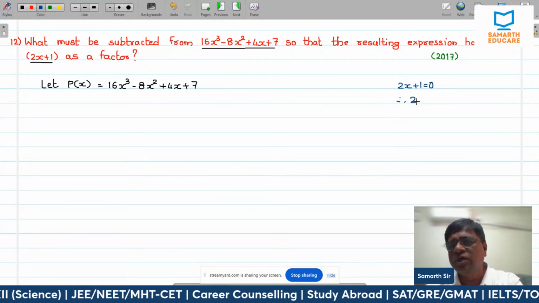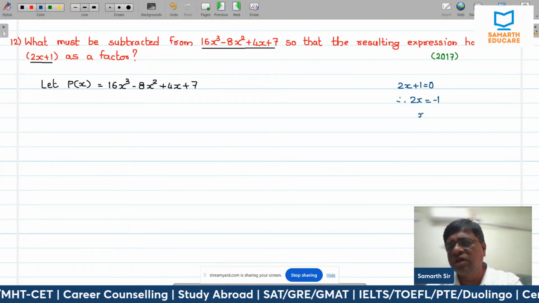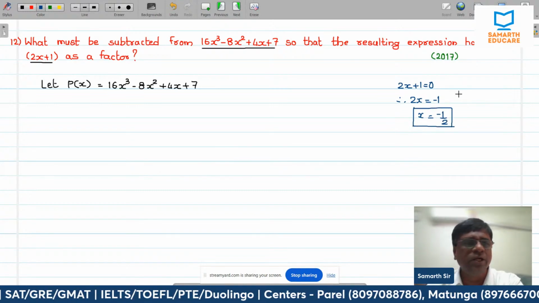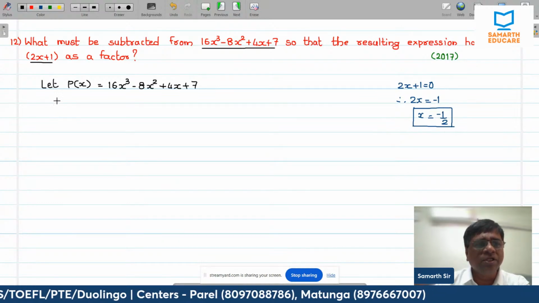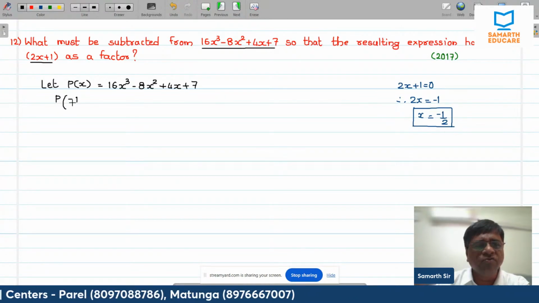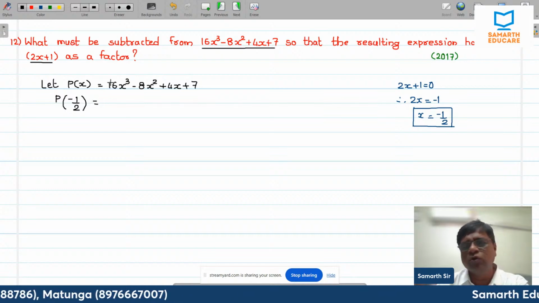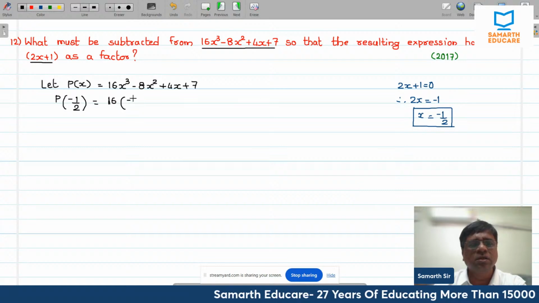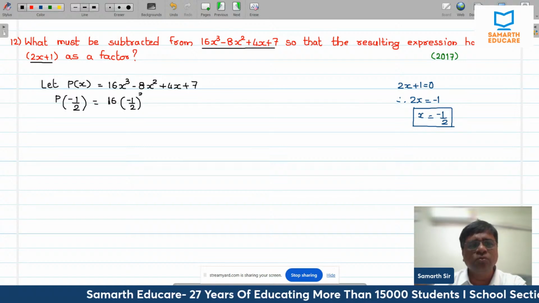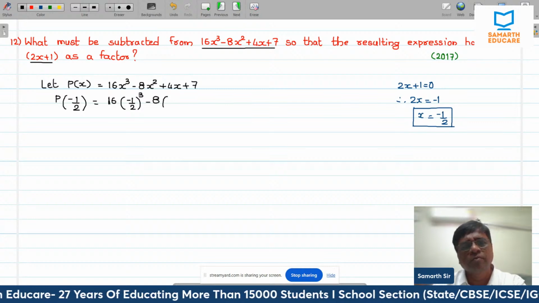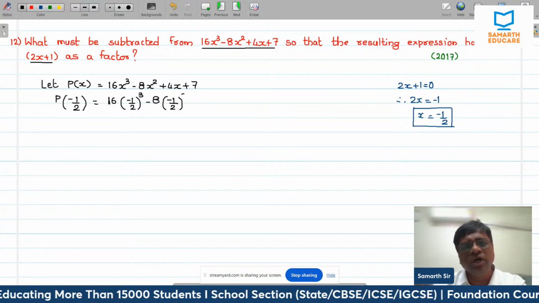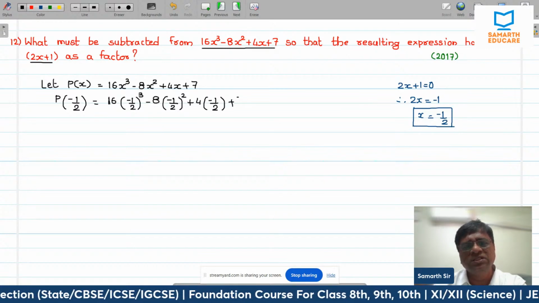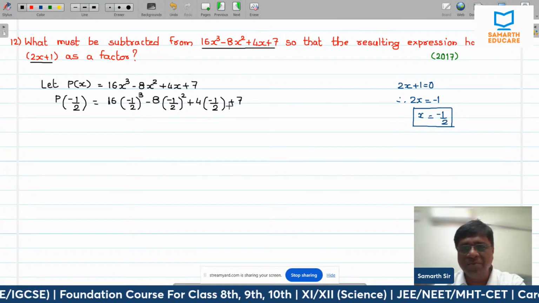Now because 2x plus 1 is equal to 0, 2x का वैल्यू कितना हो जाएगा? -1, and x का वैल्यू कितना हो जाएगा? -1/2. So the value of x has to be taken as -1/2. Now if I do so, p of -half is equal to, wherever I see x, I have to replace it by -half. So 16 into minus half cube minus 8 into minus half square plus 7. ओके, सो जिधर भी मुझे x दिखा मैंने माइनस हाफ से रिप्लेस किया.